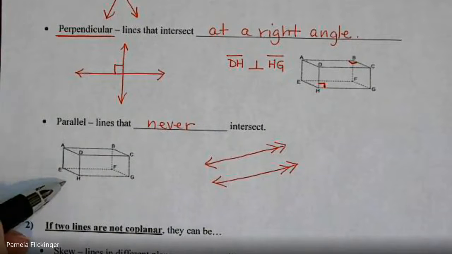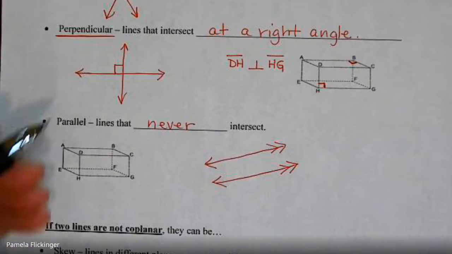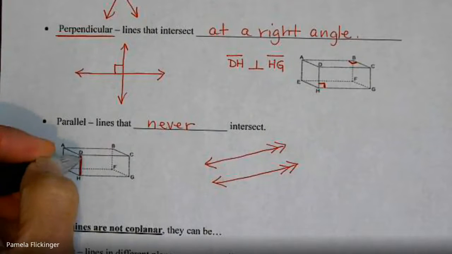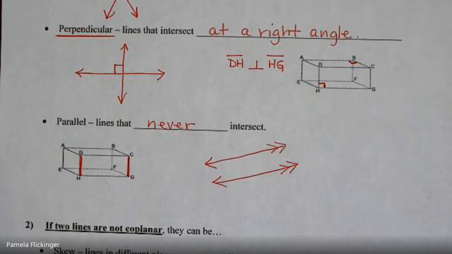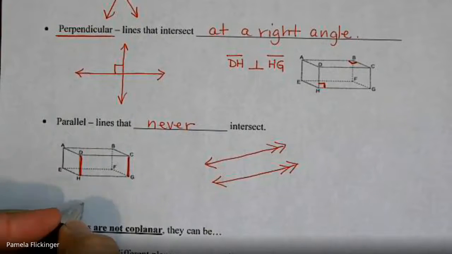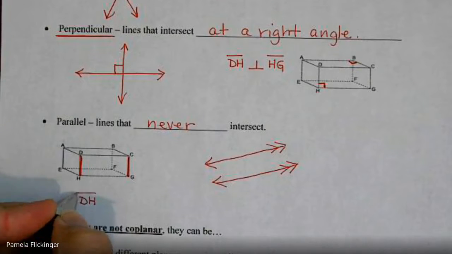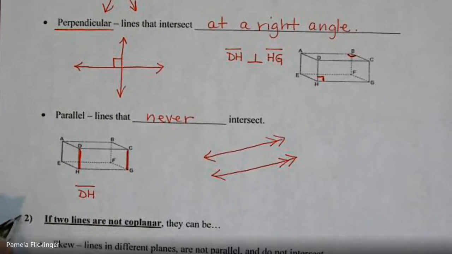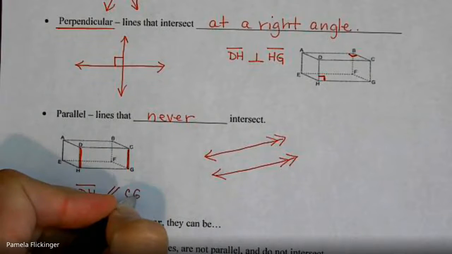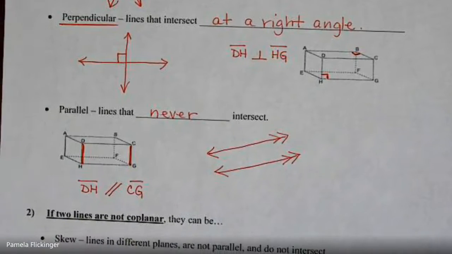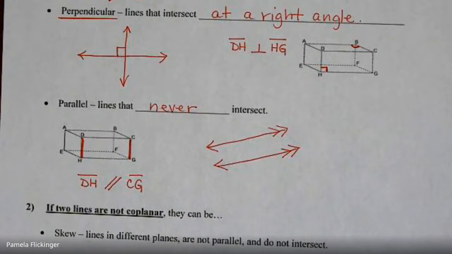Again, when we have the box, we can have parallel lines. So this segment here, DH, and this segment over here, CG, would be parallel. They will never intersect. How do we write that? Well, again, we put the bar because we're talking about a segment, and then we use two slanted lines like that to show parallel. Okay. So those are three, again, that will be coplanar, in the same plane: oblique, perpendicular, parallel.